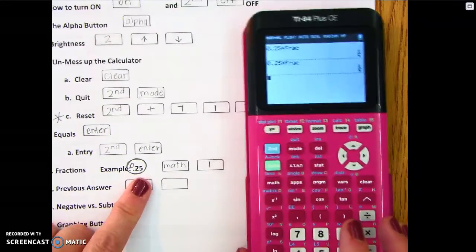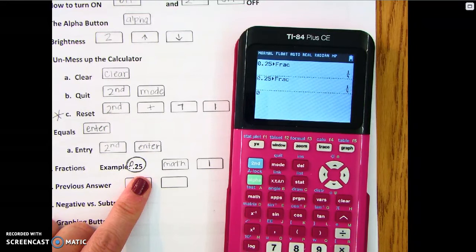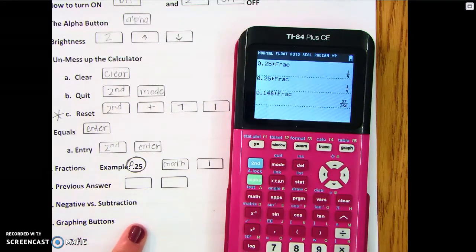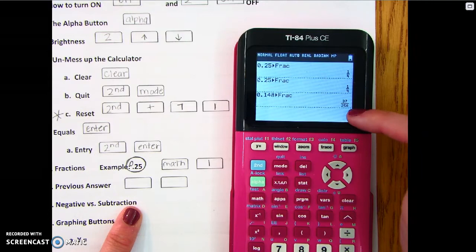So if I want to do another one, if I want to change 0.148 to a fraction, type it in, press math and number 1, and it's 37/250. Now, say I want to use this answer, I don't want to type it in again, and I want to multiply it by something.